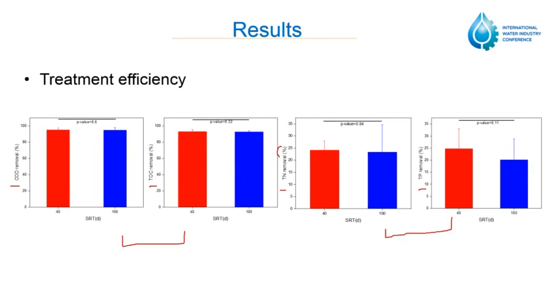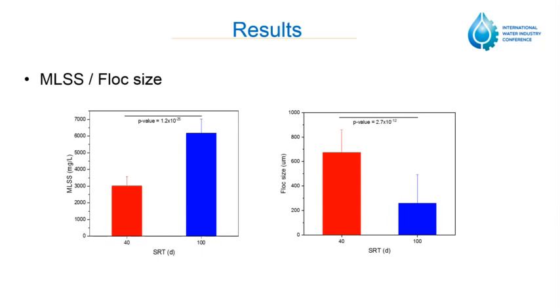And when looking at the p-value, the p-value is higher than 0.05, so there is nothing significantly different in the four graphs. So it can be said that SRT doesn't affect the treatment efficiency. Looking at MLSS and floc size according to SRT, MLSS increases as SRT increases, but floc size decreases on the contrary.